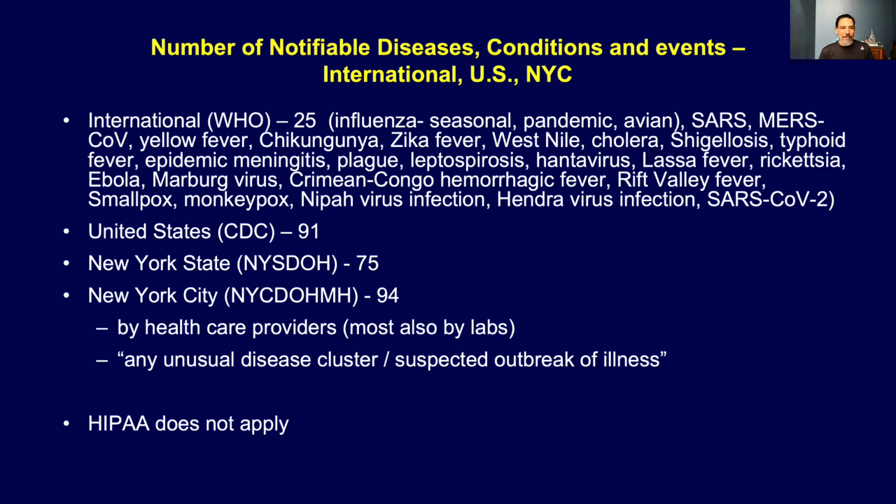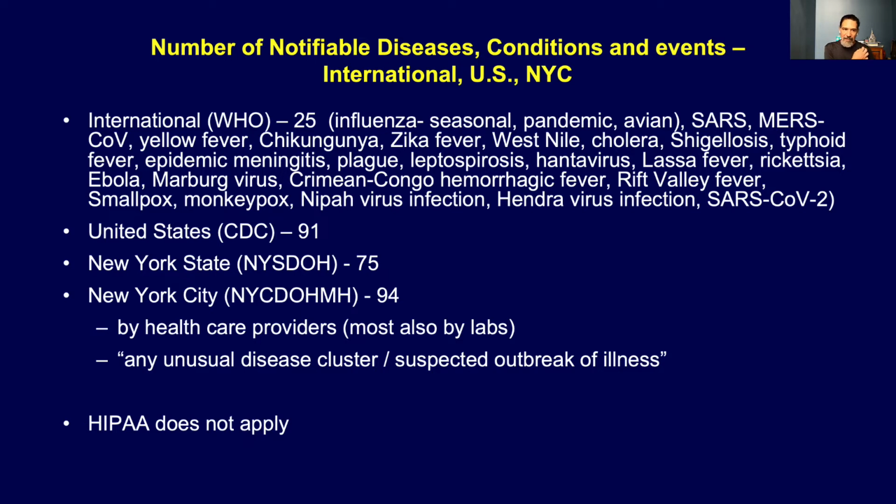The health code says that in New York City, providers and labs must report on any unusual disease cluster or suspected outbreak of illness. And this is what allows health departments to step in and require reporting of information even before a disease may be known or has become part of the health code where reporting is required. So you see this clause in there, and that really is there to allow health departments to step up and make reporting requirements for outbreak surveillance so that they can respond to these health threats, even though they may not be listed in the health code.